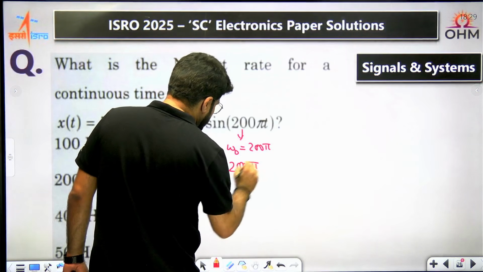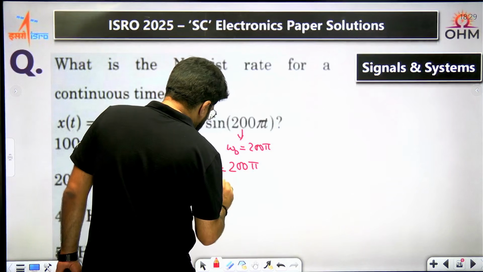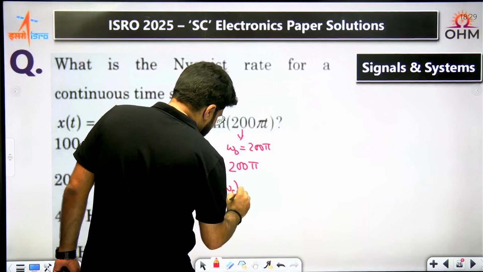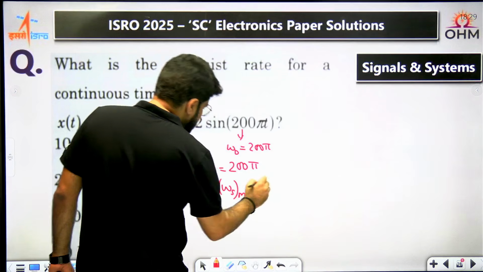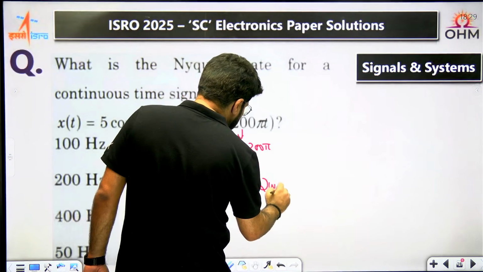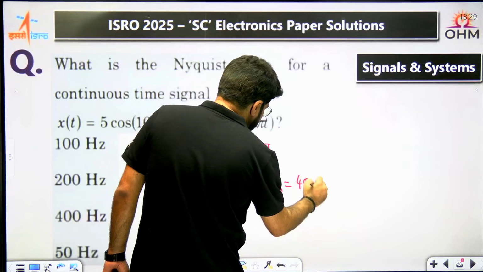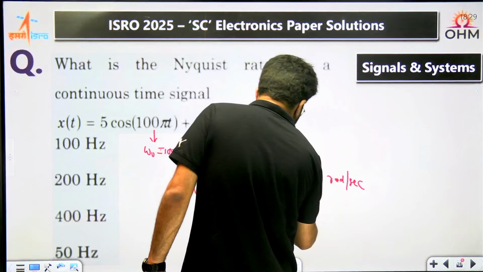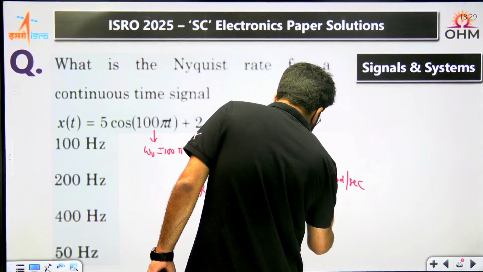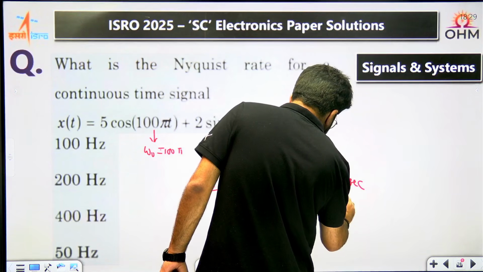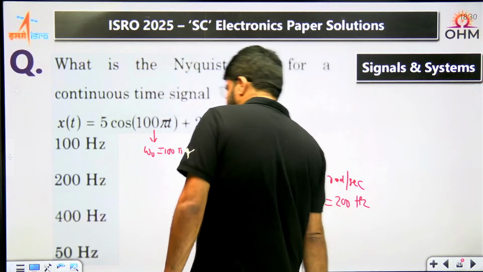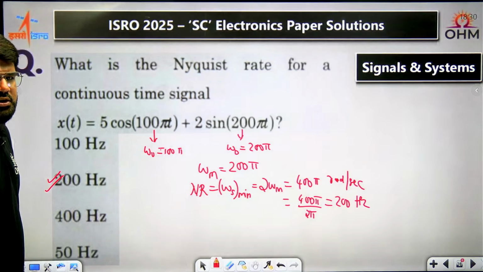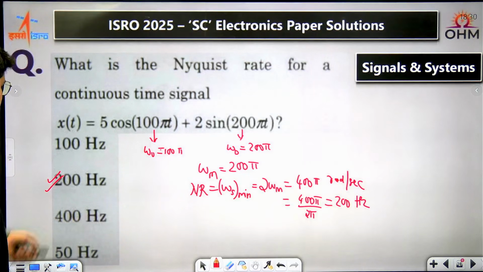It is at 200 pi. The Nyquist rate talks about the minimum value of omega s as per ideal sampling, and that is given by twice omega m, and twice omega m is 400 pi. This one is in radians per second. Options are in hertz, so divide by 2 pi. 400 pi by 2 pi, and the answer is 200 hertz. Answer is option B, 200 hertz.